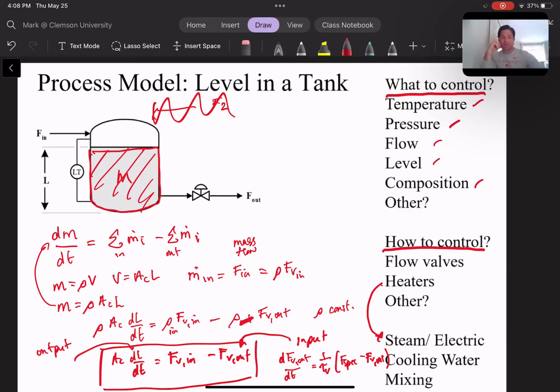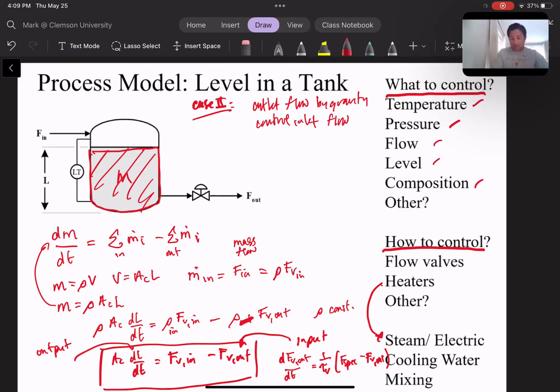We could do some other things too, and I want you to maybe think about something on the side. What if, case 2, outlet flow by gravity, control inlet flow F_V in. Okay, so now our model is going to be similar. I'm just going to start from the same equation that I have, though I would really derive it starting from zero. So we have F_V in. Now this is our input, and this right here is now our output.